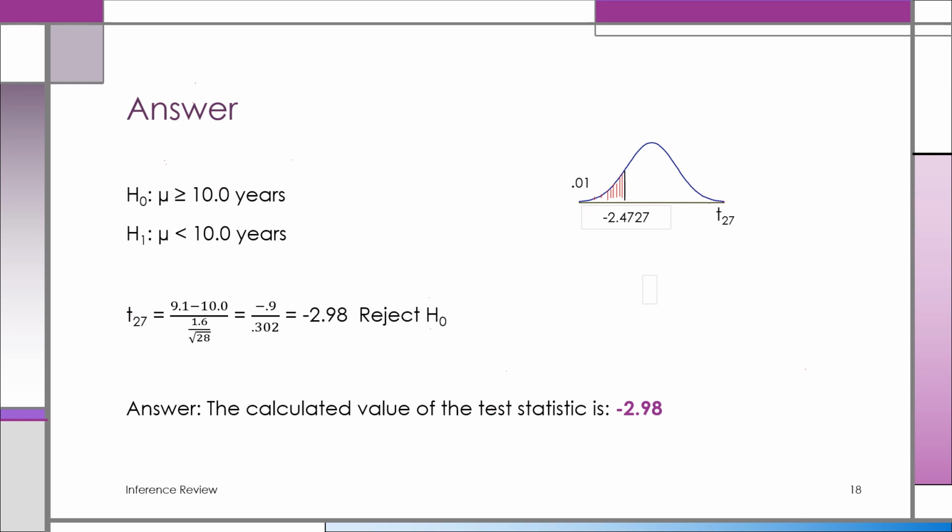It's in the rejection region. We reject the company's claim. The average life of their 3D printers is not 10 or more years. It's less than 10. That's your conclusion. We reject H0. The calculated value of the test statistic is minus 2.98.